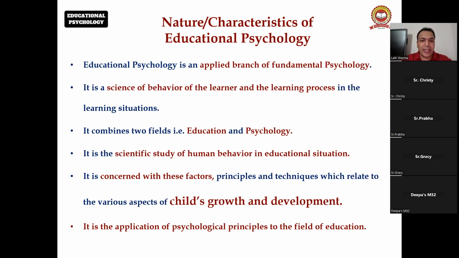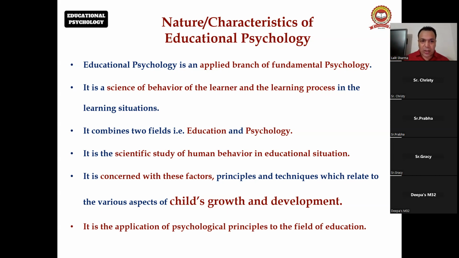Right? It combines two fields, education and psychology. One in the syllabus is the relationship between education and psychology. This is actually the second topic of unit 1. First is the relationship between education and psychology, and I have shown you the syllabus. So it combines two fields, education and psychology. What is the meaning of education? Education means modification of the behavior of the student, and psychology means the science of behavior. So basically, educational psychology means solving educational problems. It deals with the learner and the learning process in learning situations.